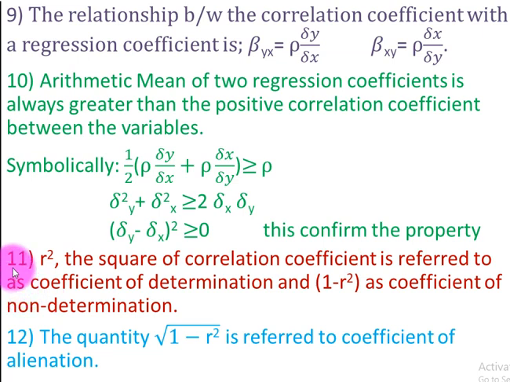The 11th property of the coefficient of correlation is that r squared, the square of the correlation coefficient, is referred to as the coefficient of determination. If you take the square of the correlation coefficient, it is the coefficient of determination, and if you subtract the coefficient of determination from 1, it is called the coefficient of non-determination. In the 12th property, if the coefficient of non-determination is taken under a square root, it is referred to as the coefficient of alienation.